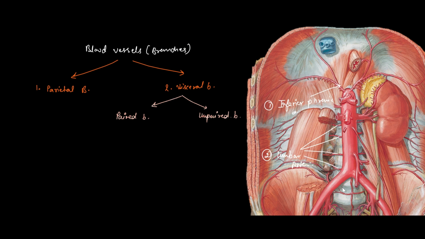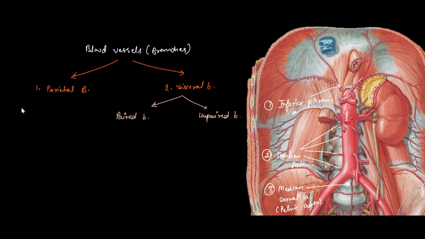And the third one, which is an exception, is this one, the median sacral artery, which is also known as the third part of descending aorta or the pelvic aorta. This is the third one, median sacral artery. Which is also known as pelvic aorta. Okay, so these three are the parietal branches.